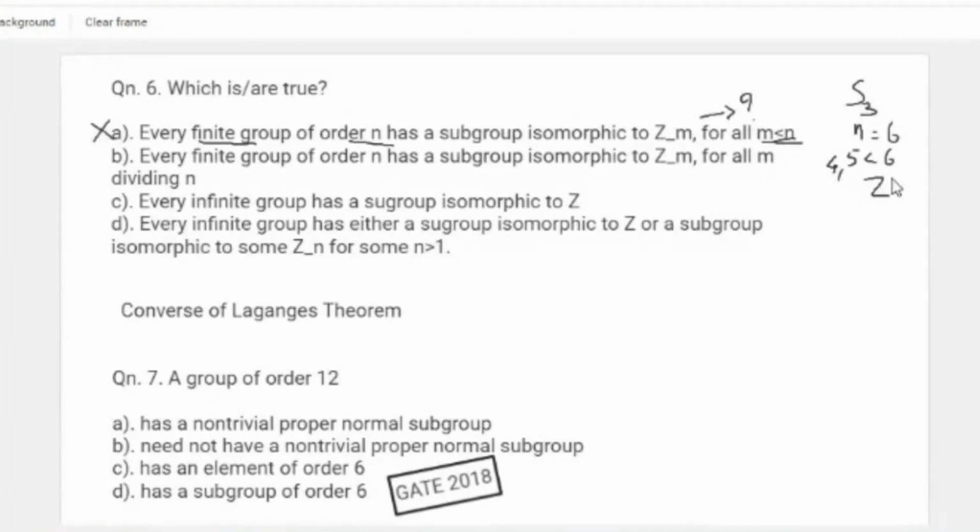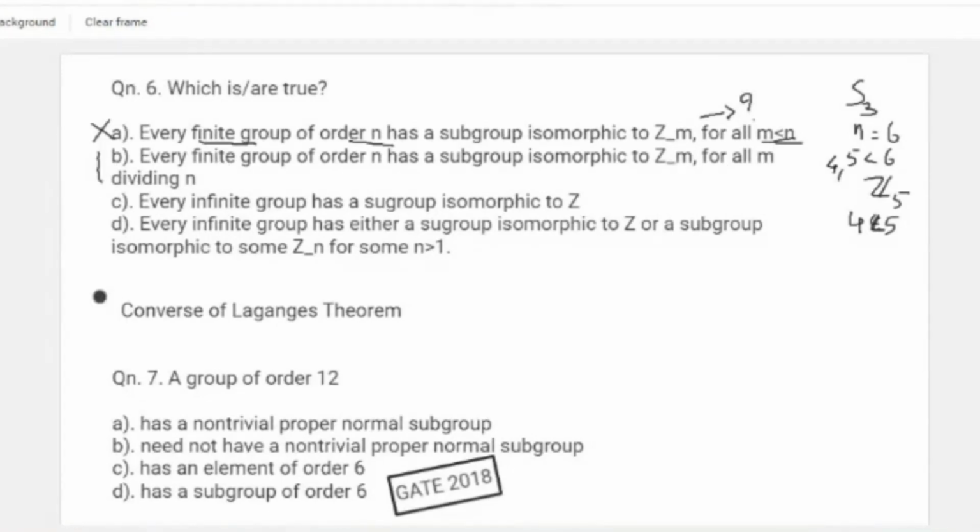For example, Z5. 4 is a number less than 5. You cannot find a subgroup of order 4 here, so we cannot find a Z4 inside Z5. So this is not true. You can easily discard that option. Next: every finite group of order n has a subgroup isomorphic to Zm for all m dividing n.